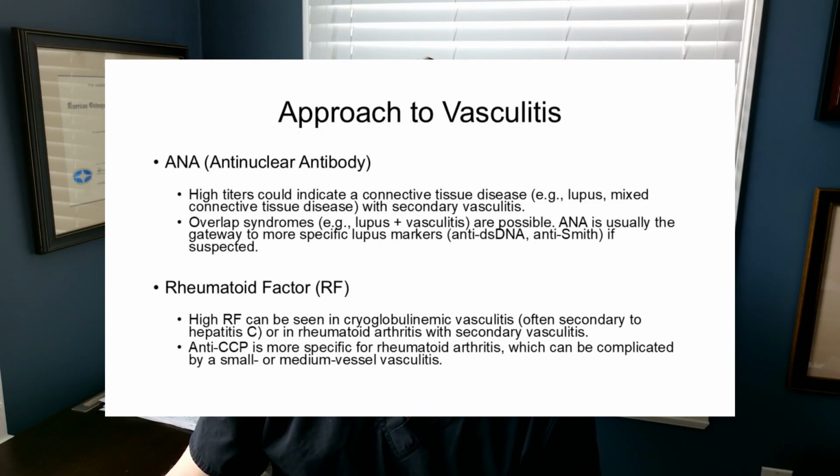We should probably check things like an ANA and a rheumatoid factor. ANA can be indicative of lupus, at which point you order more specific testing, which would be like anti-double-stranded DNA or anti-Smith antibodies if you suspect lupus. A rheumatoid factor can be positive in cryoglobulinemic vasculitis. It can also be positive secondary to hepatitis C. So you don't even need to have a positive rheumatoid factor in order to say the patient has rheumatoid arthritis. An anti-CCP is much more specific for that disease process.